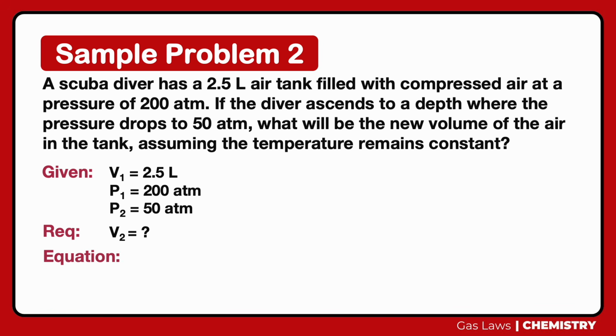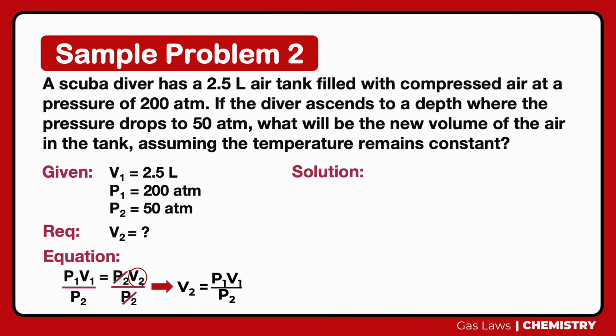We want to find the V sub 2. Starting from P sub 1 V sub 1 equals P sub 2 V sub 2, divide both sides by P sub 2, which will result in V sub 2 equals P sub 1 V sub 1 over P sub 2. This is the formula that we will use to calculate the final volume when the temperature is constant.